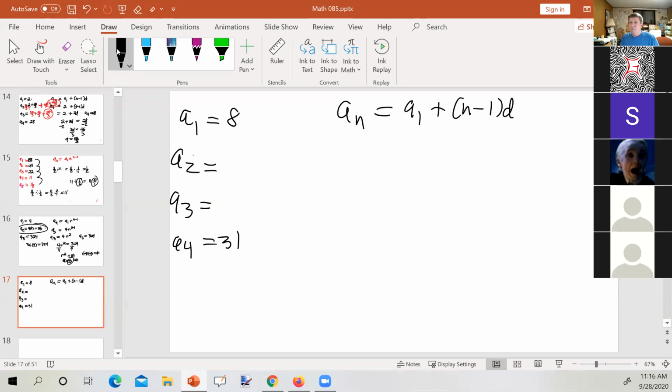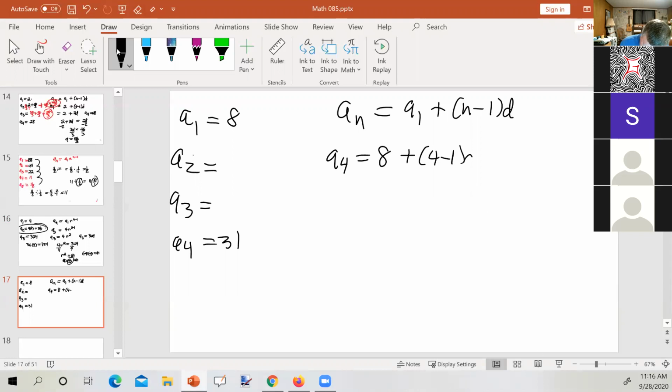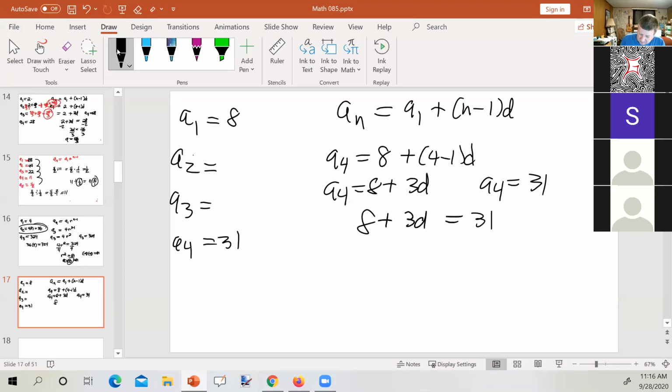Okay, so we've got a total of four numbers because we have two. We've got the first term, two in the middle, and the fourth term, right? Okay, so a sub 4 is a sub 1 plus 4 minus 1 times d. A sub 4 is 8 plus 3d. A sub 4 is also 31. So 8 plus 3d is 31. Subtract 8. 3d equals what, 23? Yeah. Divide by 3.